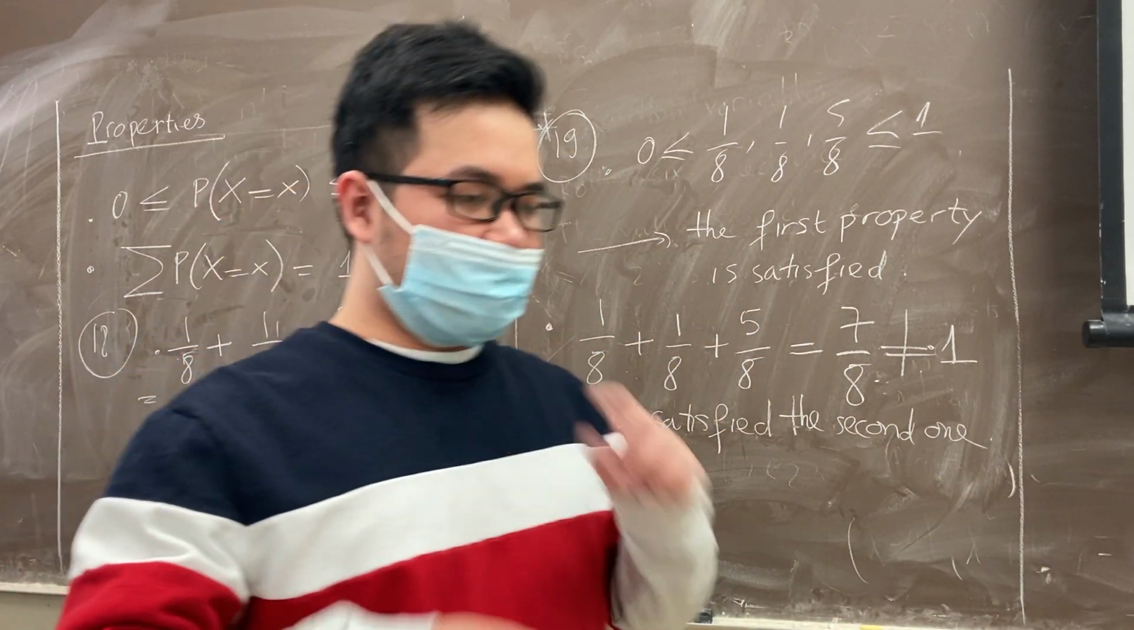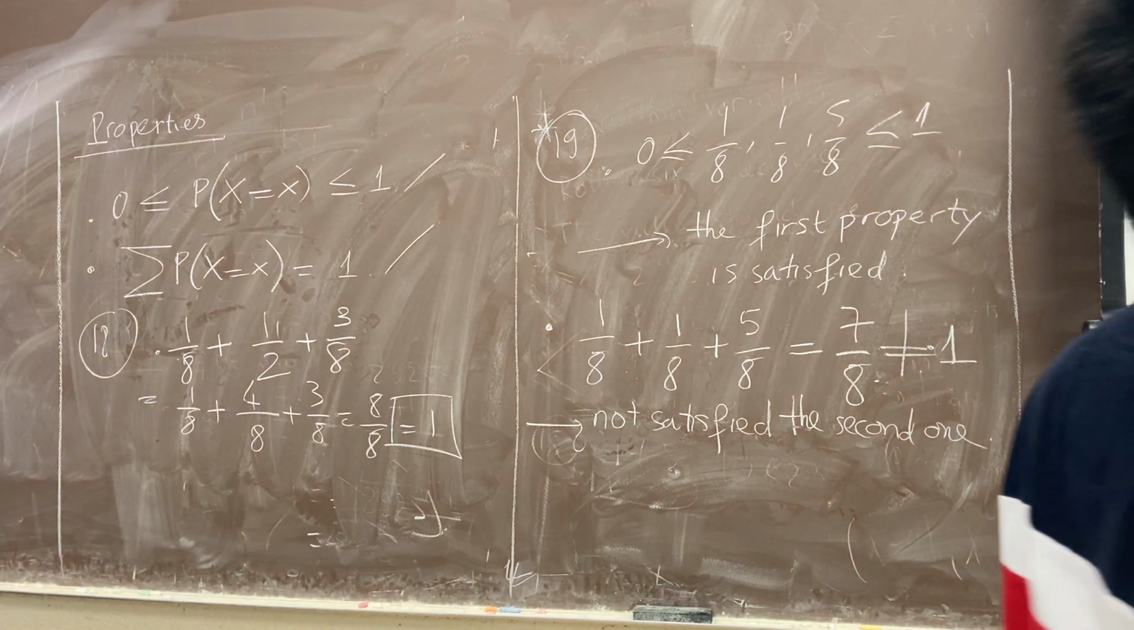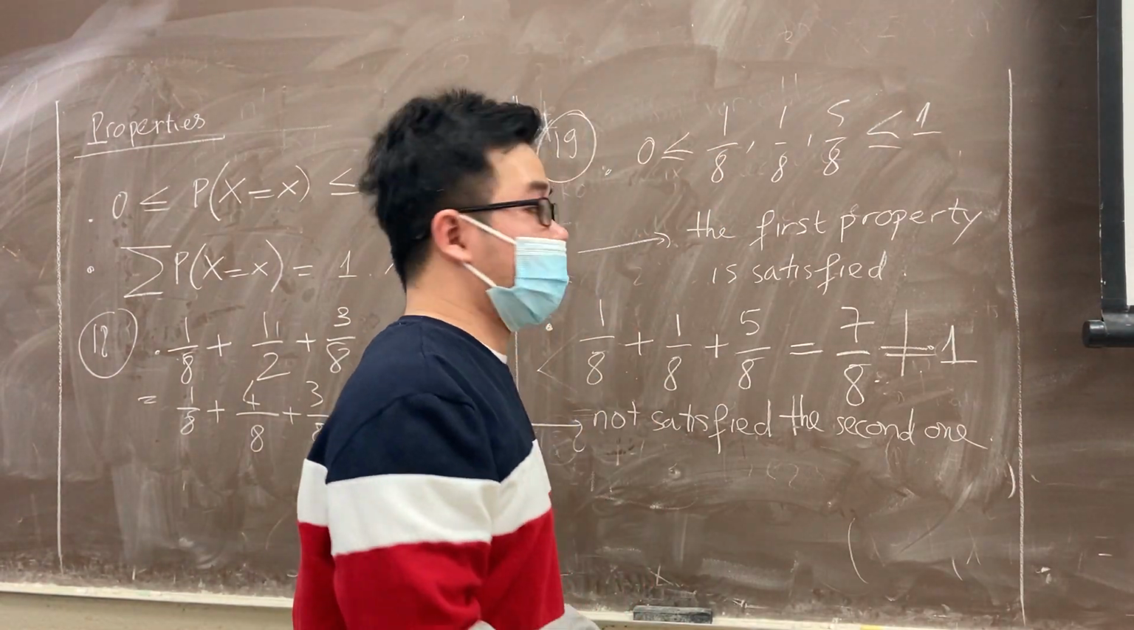Okay, so now we can conclude that this one is not a discrete random variable probability distribution. Clear, right? This one, you will say that it is not a discrete probability distribution. Any questions so far?